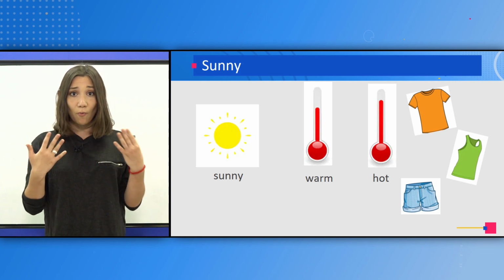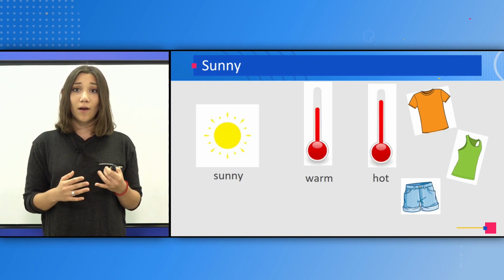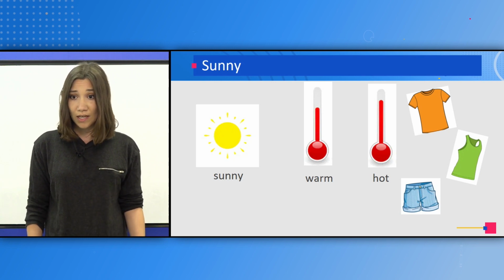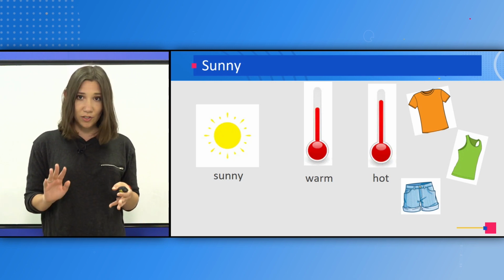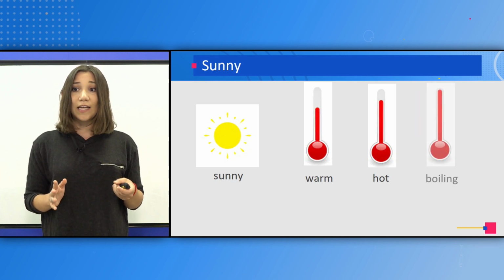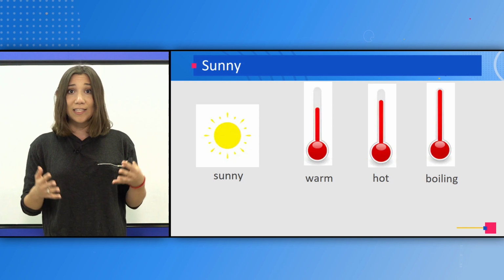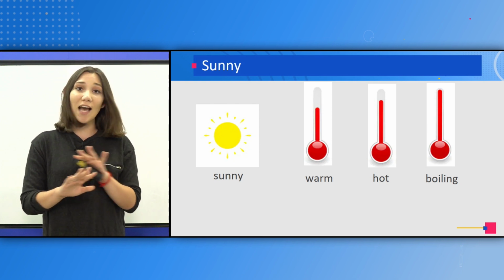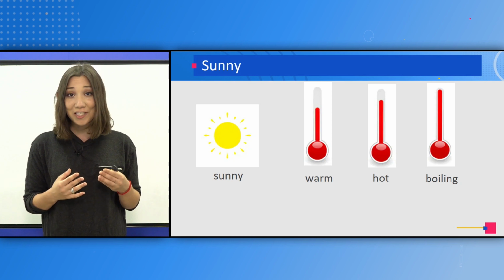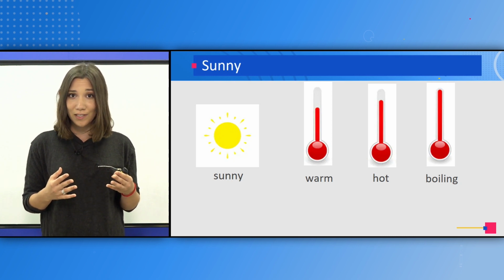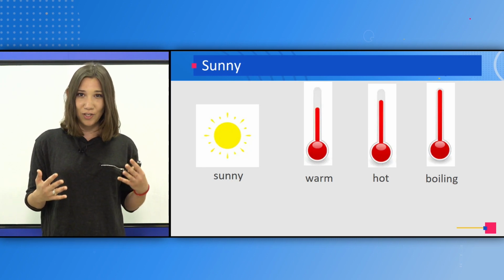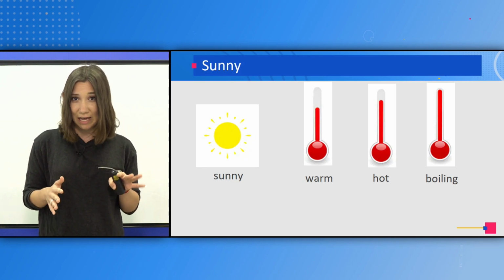Then it's going to start to get warmer. It's hot. You'll still wear a t-shirt, maybe a tank top, and then you'll wear shorts. And that's maybe when the temperature is around 32 degrees. And then when it is really hot, we'll say it's boiling. Now this is not like when you're making pasta and you have to boil the water. This is just a word we use to describe when it is really, really hot outside. The temperature might be around 37 degrees.